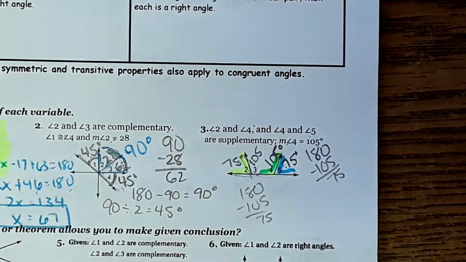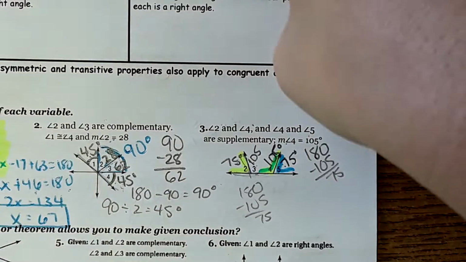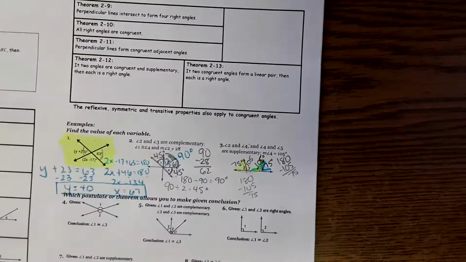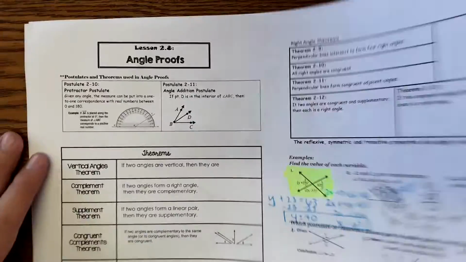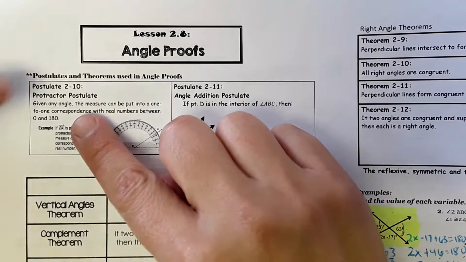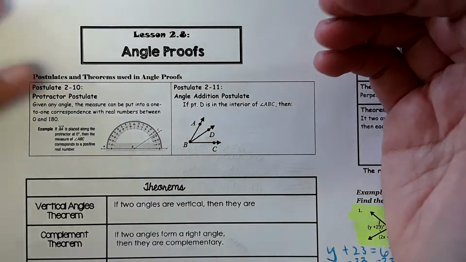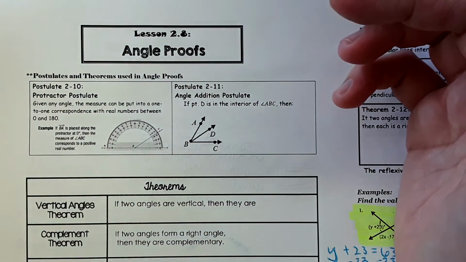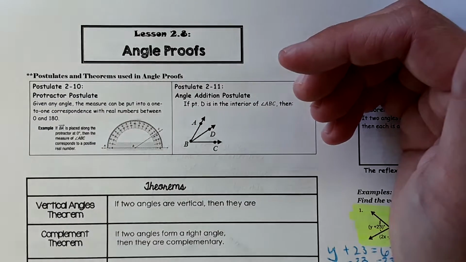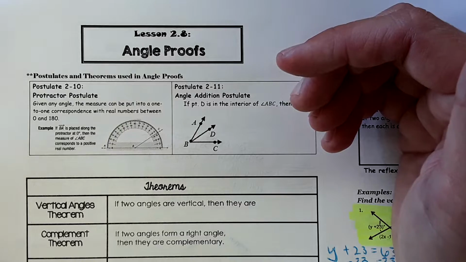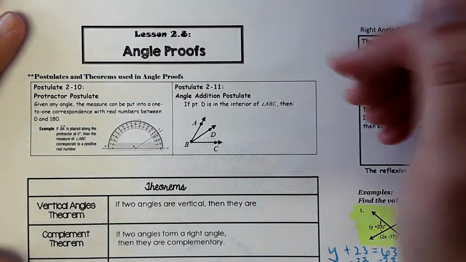Okay, now we're going to go to the beginning of the lesson and look at the theorems and postulates for the lesson. Okay, so moving over here, angle proofs. First theorem for today. Yesterday we worked on proving segments. Now we're going to work on angles. A lot of these ideas we've already seen, like complementary and supplementary angles. Now it's putting them in proofs. So it's review, just maybe in a little bit of a different format.